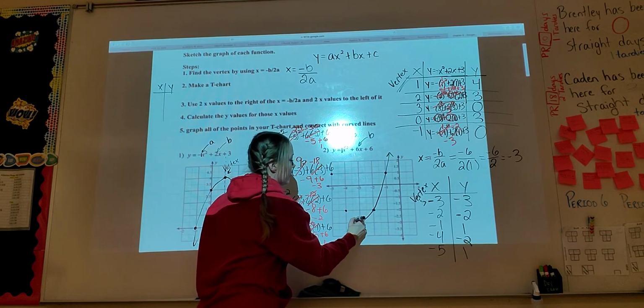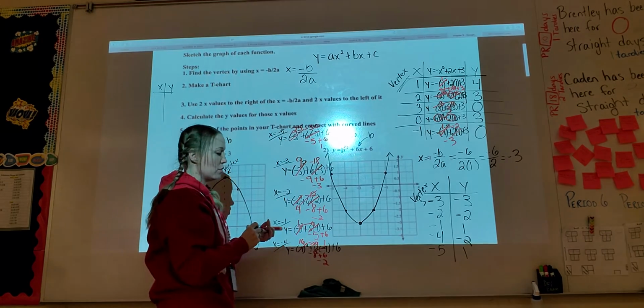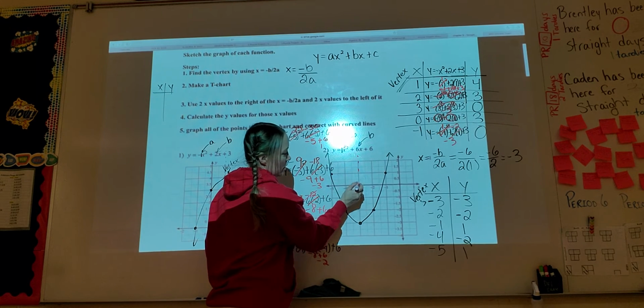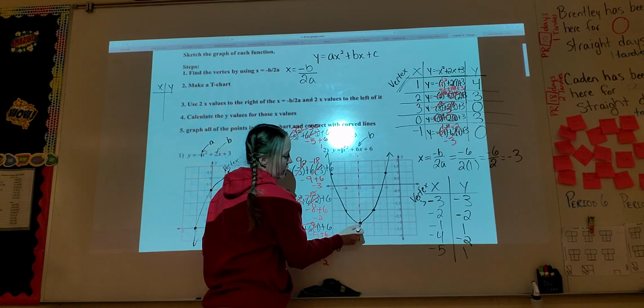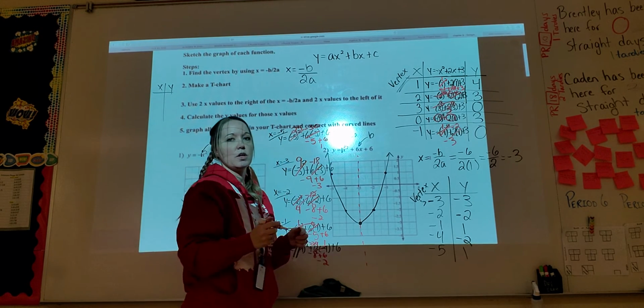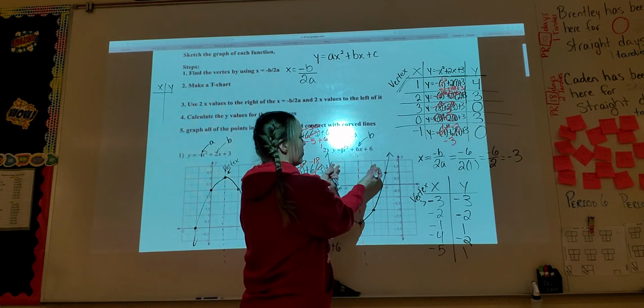Curve it out, curve it out. They're not straight lines, curve it out. And again, I want you to notice that it is reflective or mirroring over this axis of symmetry. That's what symmetry means. It means that it's the same on both sides. So it's kind of mirrored.